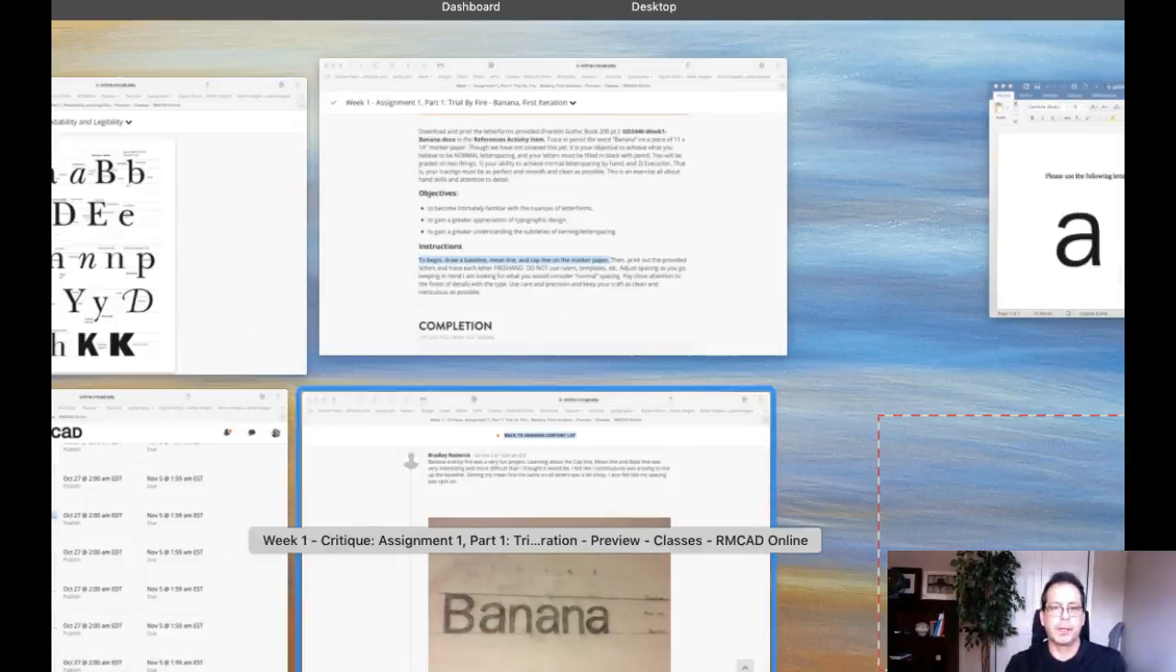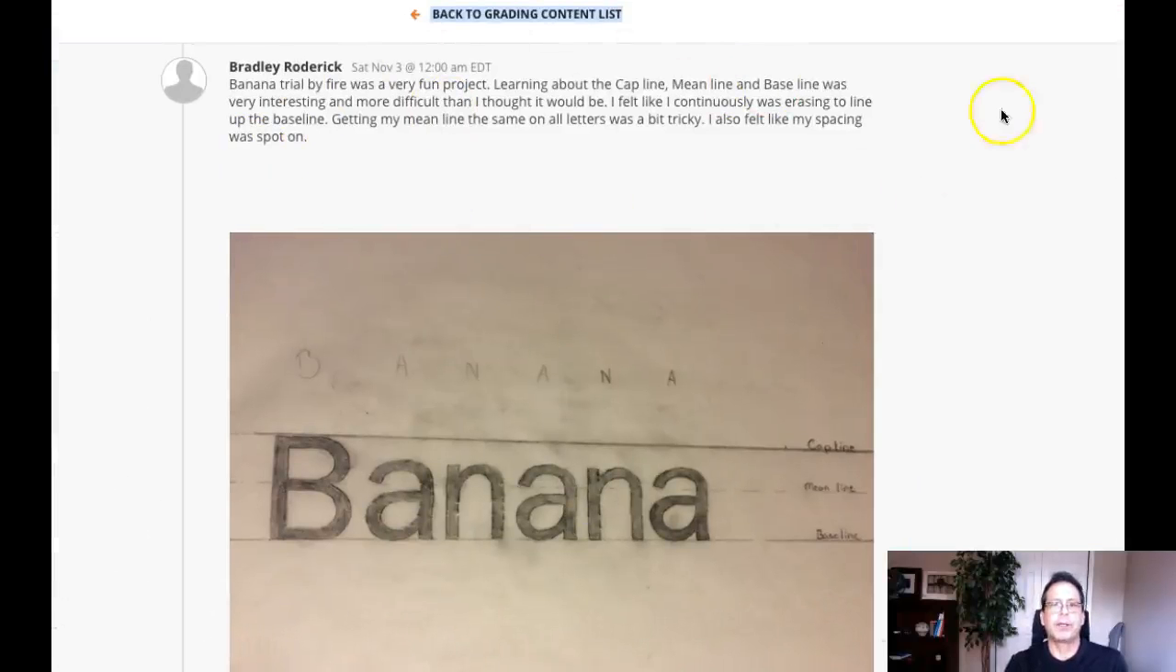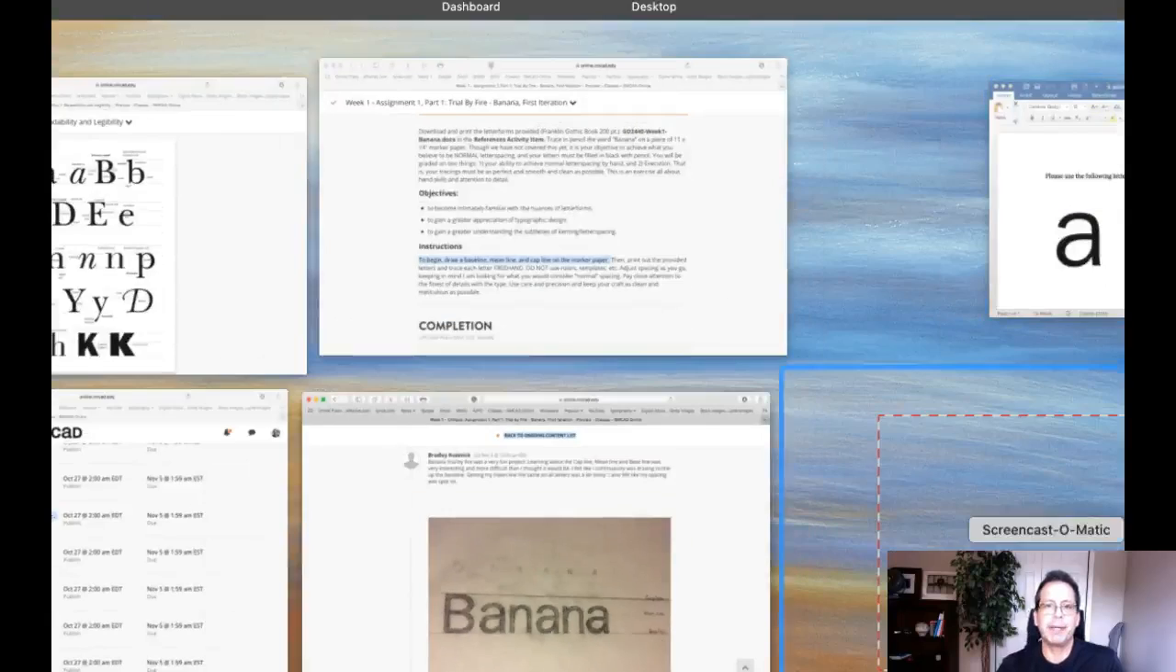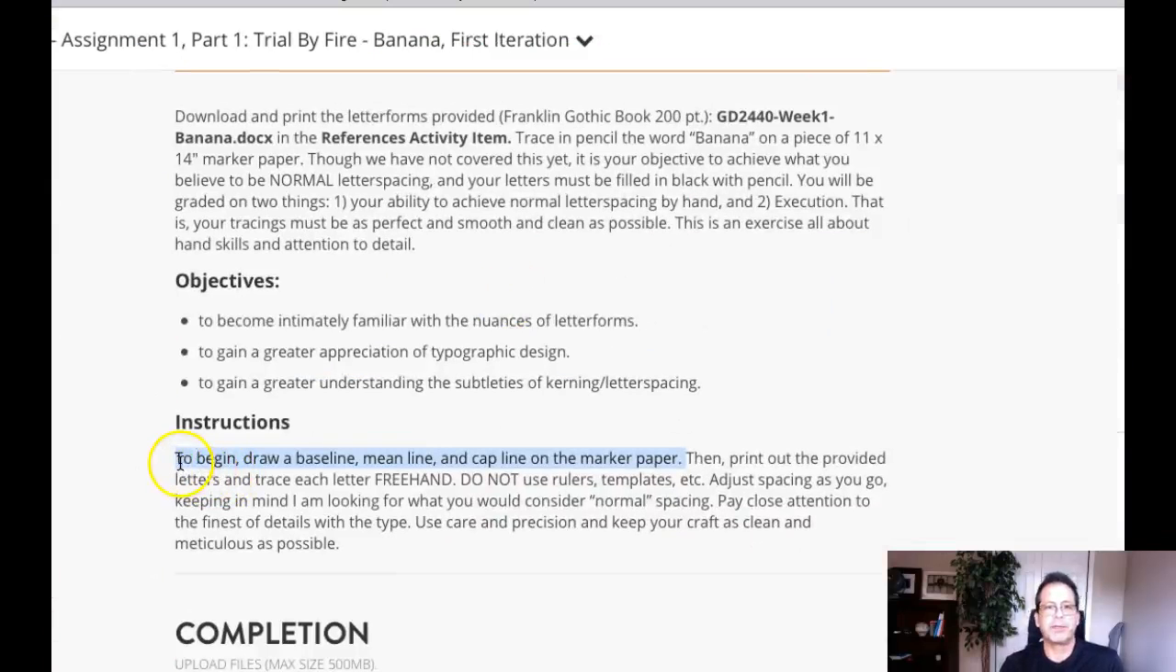All right. So I want to take a look at now. I was reading your writing here, and this kind of brings me to a very pertinent point. And I think you've actually caught on to this. Many students have. Okay, and I've got a few emails regarding the instructions and something that may not make complete sense. So we take a look at the instructions here. It says begin, draw a baseline, mean line, and a cap line on the marker paper.